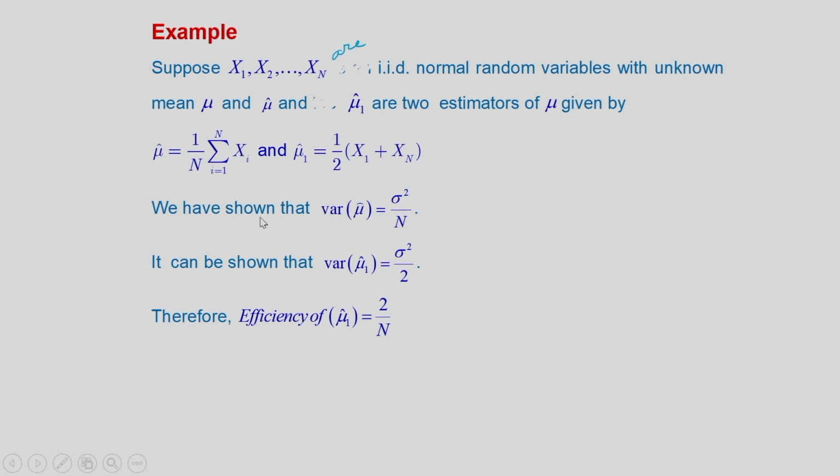We see that the variance of mu hat, the sample mean, is equal to sigma square by n, and we can show, using the same formula with n equal to 2, that the variance of mu 1 hat will be equal to sigma square by 2. Therefore, if I consider the ratio of this quantity divided by this quantity, we will get 2 by n. So this is the relative efficiency of estimator mu 1 hat with respect to mu hat.